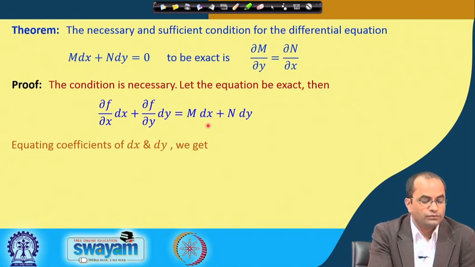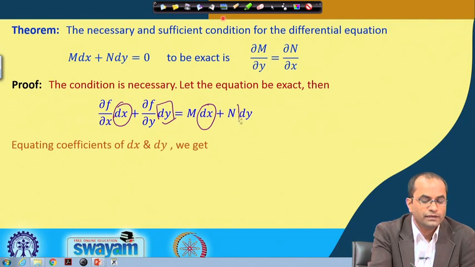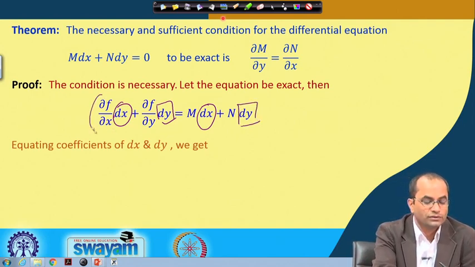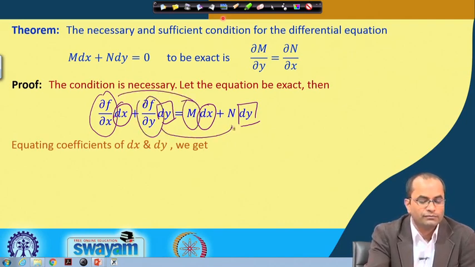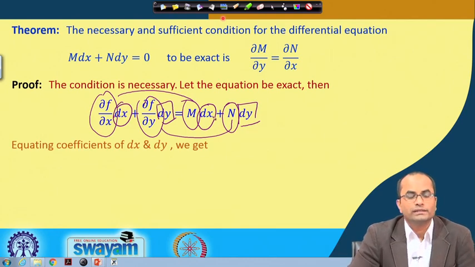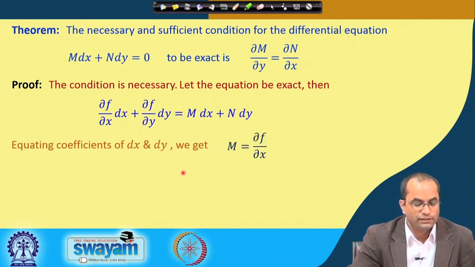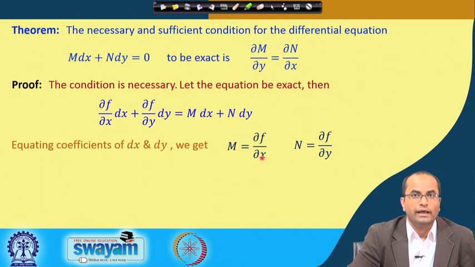And now equating the coefficients of dx and dy. We have dx here, and on the right hand side we also have dx, and we have dy here, and we also have dy there. So, we can equate because this must be equal now. Del f over del x must be equal to M and del f over del y must be equal to N. So, equating these coefficients of dx and dy, what we get here is M equal to del f over del x and N equal to del f over del y.